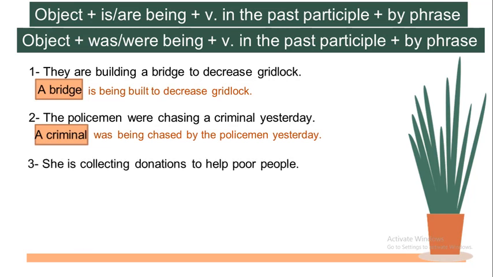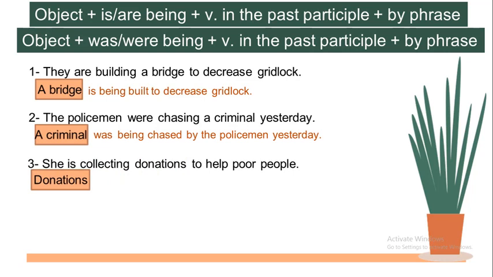Number 3. She's collecting donations to help poor people. She is collecting. Now it's your turn to guess the tense of this sentence. Excellent. It's in the present progressive as we use the verb to be is. Now, what is she collecting? Donations. So our receiver is donations and we're going to start with it.